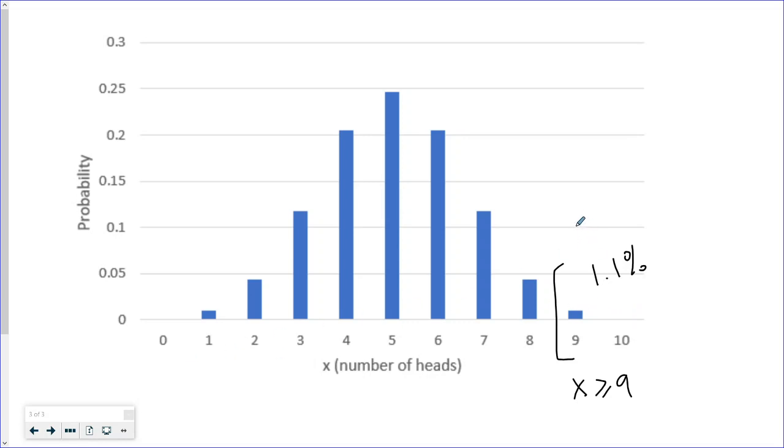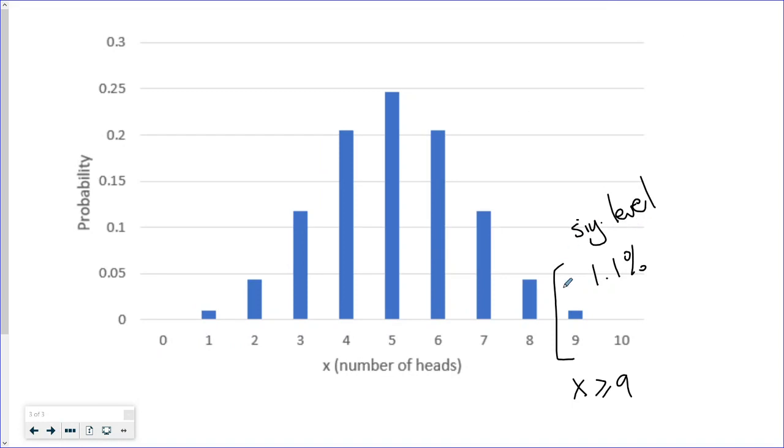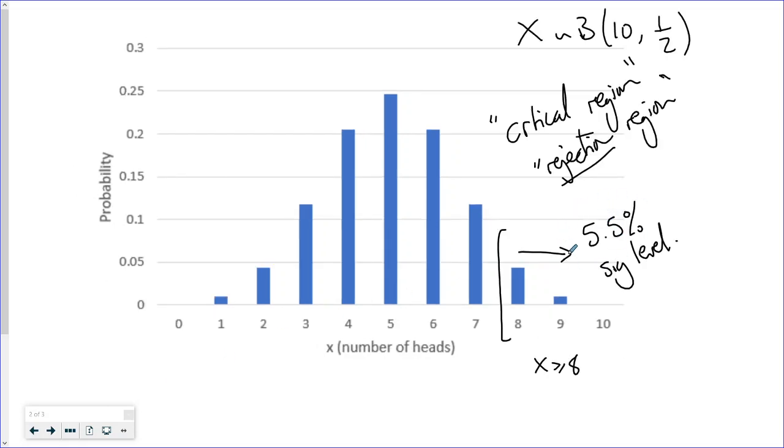Now these percentages are called the significance level. The significance level here was 1.1%. The significance level here was 5.5%. And the smaller the significance level, the more extreme the value of X that you need to see is. So if the significance level was 1.1%, then you'd need to see 9 or 10 heads. But if you relax that a little bit and said actually the significance level only needs to be 5.5%, then you could reject H0 if you had 8, 9 or 10 heads and conclude that heads comes up more than half.